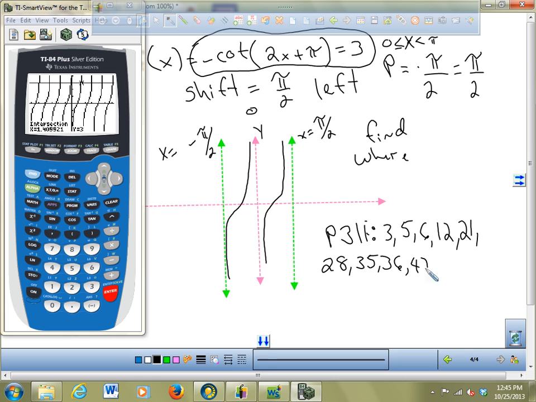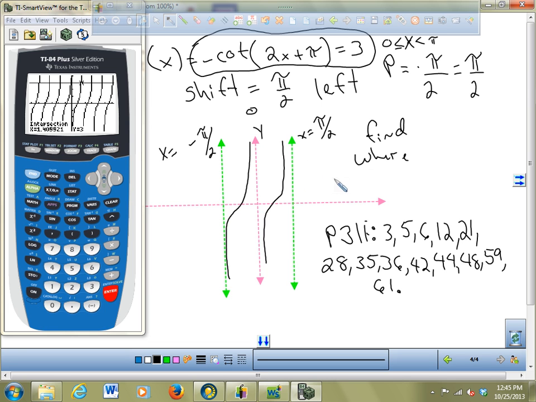Page 300, problems 3, 5, 36, 42, 44, 48, 59, and 61. Oh, I forgot 44. Sorry. That's really short for you. That's pretty short. And they do talk about the limits.